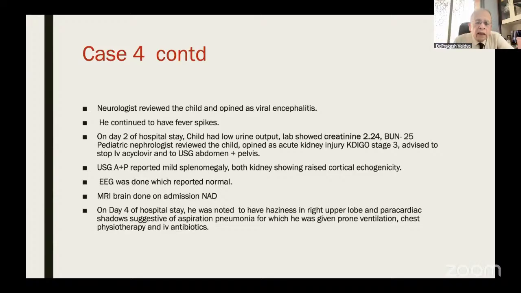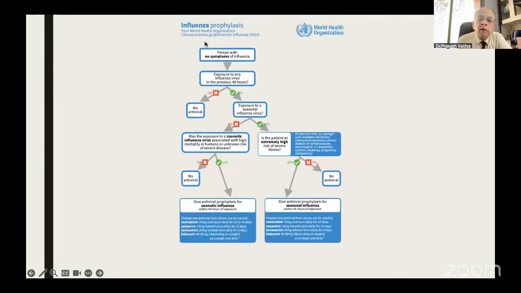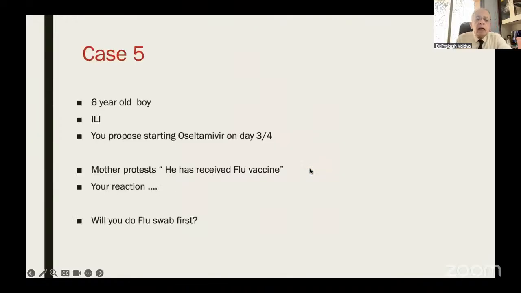Right. So I think we need to move ahead because we are running out of time now. So I'll just take you to the WHO algorithm, which says: suspected or confirmed flu, is it severe? And we told you what is severe, give antiviral, oseltamivir. Is the patient at high risk of progression? And we mentioned which were the high risk of progression, or the patient exposed to a high risk patient, give antiviral. Otherwise, no antiviral. And as far as prophylaxis is concerned, we'll come to that in a while. So let me take one more case.